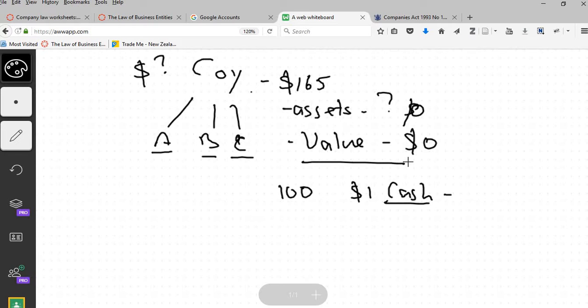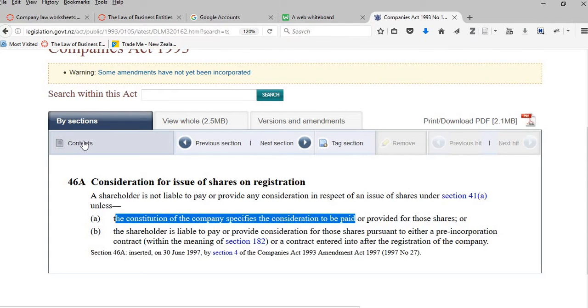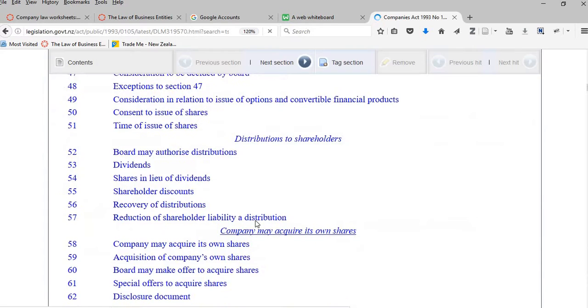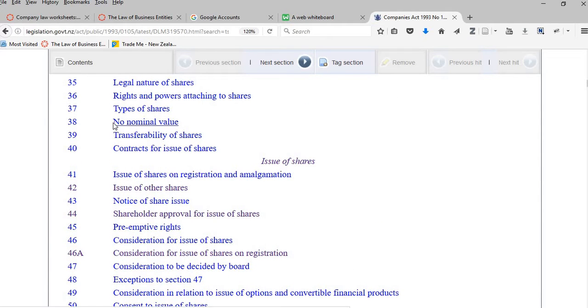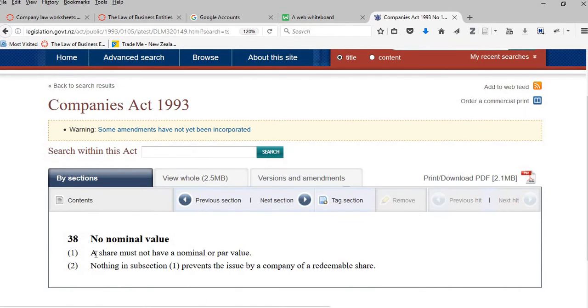Now, one of the things that's important to understand here is that at the start it's worth nothing, and our company law recognizes this. What it says about shares, which we jumped over in the previous session but I'll mention now, is no nominal value. A share must not have a nominal or par value.